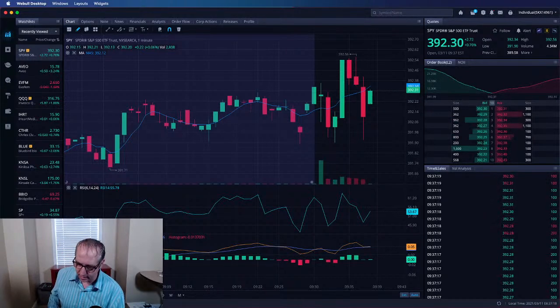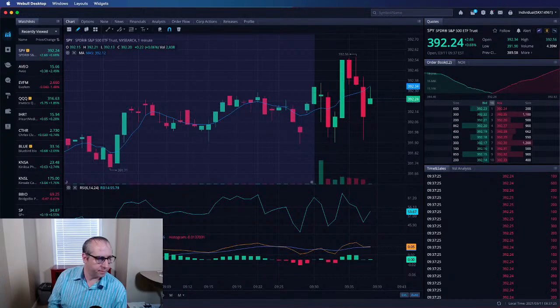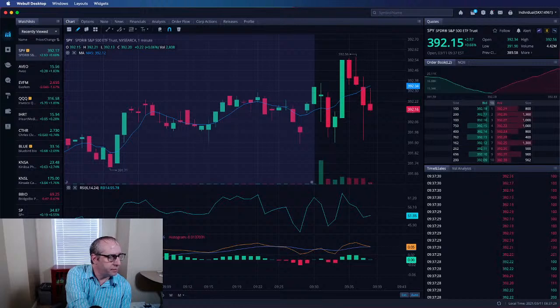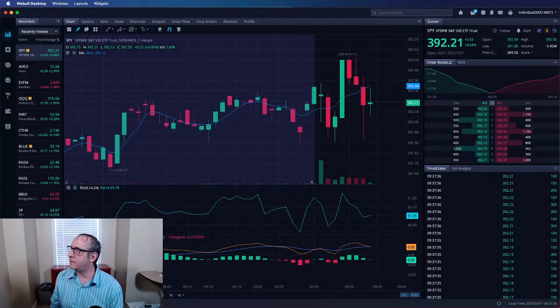Freight Max on ADT and Camping World, I believe I did post it, if I'm not mistaken. Did post those in the Discord, underneath the Insider tab. Yeah, CWH and ADT. I posted both of those as sales this morning.